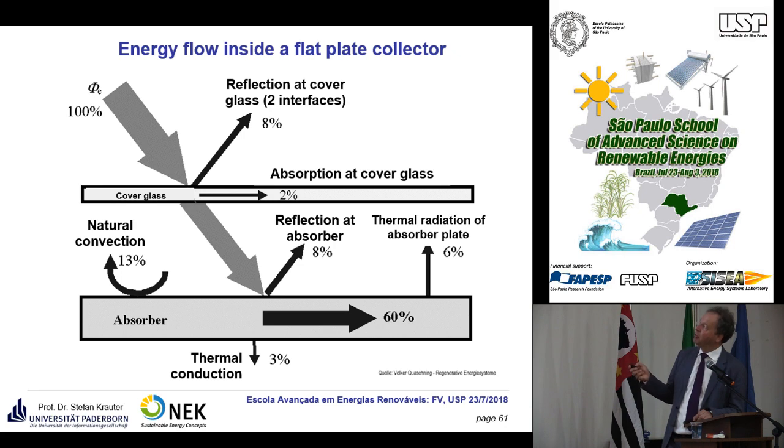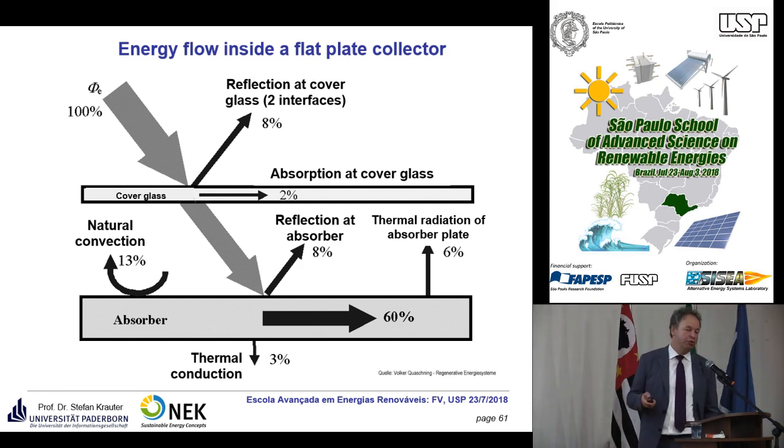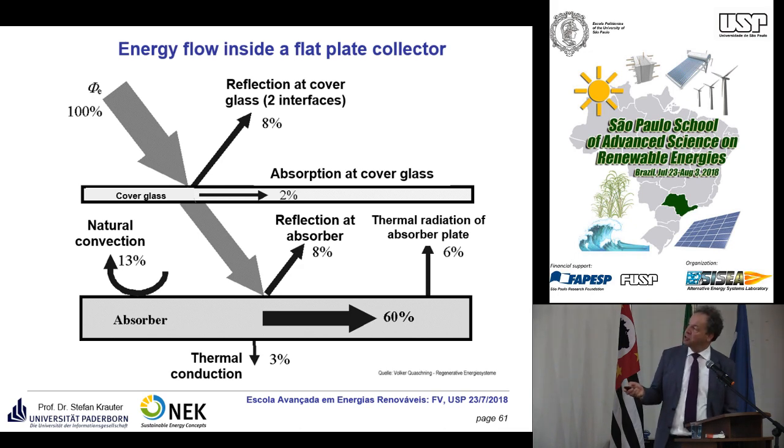Also, you have some thermal radiation of the absorber plate. Usually there's much more, but while we have a cover glass here, this is a kind of artificial greenhouse effect, so we have only 6% of losses. But if it were open, this would be much higher. Also, you have some thermal conduction depending on the quality of your system. Here, for example, typically 3% of losses. In the end, you have about 60% of the 100% which comes in, which is not so bad if you compare it to photovoltaics. Formerly, it was only 10%, now it's 20%. This depends very much on the temperature and the model. I come to this a bit.